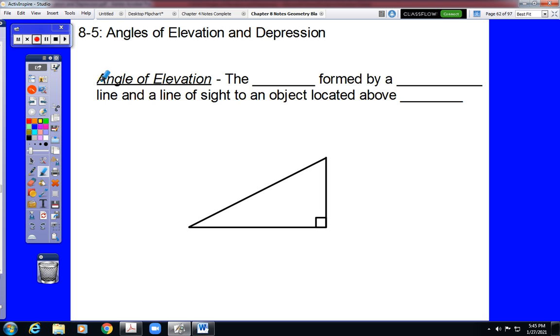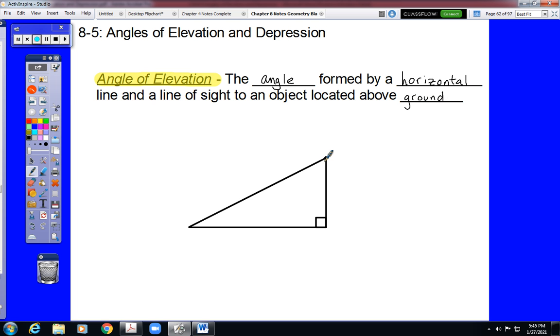So, vocabulary-wise, we're talking about angles of elevation first. The angle of elevation is the angle formed by a horizontal line and a line of sight to an object located above the ground.